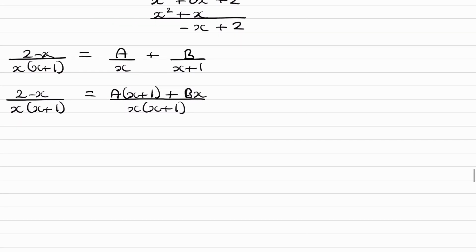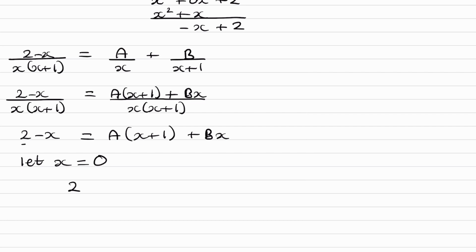We can cancel out the denominators now, and we end up with 2 minus x is equal to a times x plus 1 plus bx. We can let x equal to something which sets one of these two terms to 0. The easiest one to start with would just be x is equal to 0. So let x equal to 0, and the left-hand side becomes 2, that's 2 minus 0. This becomes a multiplied by 1. And the final term would just be 0. So we end up with a is 2.